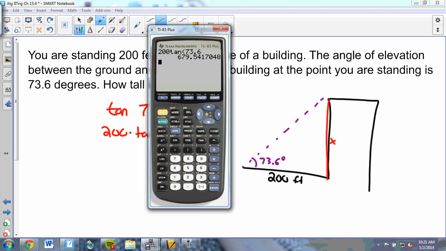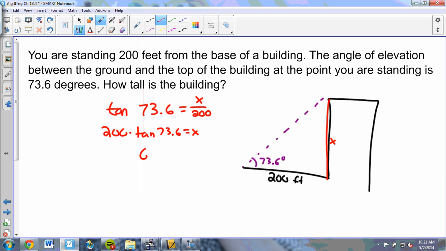679 feet. 679.5 feet. Again, I hope you see how useful that is. You can measure the height of something without actually climbing it, without trying to run a tape measure from the top to the bottom. You can just take a few steps from the ground that you can measure, calculate an angle with a simple little tool, and find a height of something.